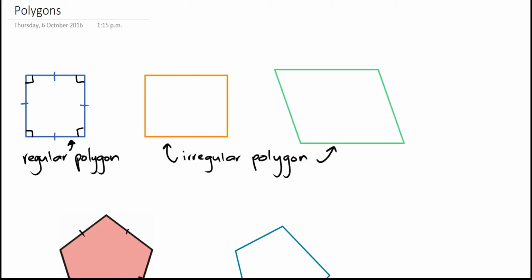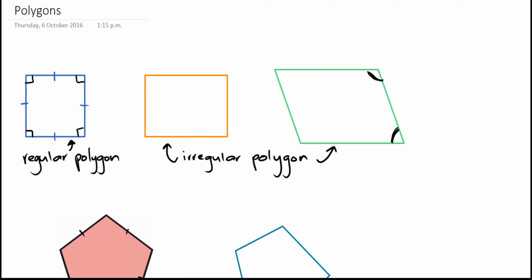So rectangle, you can see that we've got two pairs of sides that are of different length. So a rectangle is not a regular polygon. We've got a parallelogram here, and you can see that all the angles are not exactly the same. So this angle here and this angle are not the same. So a parallelogram is an irregular polygon.